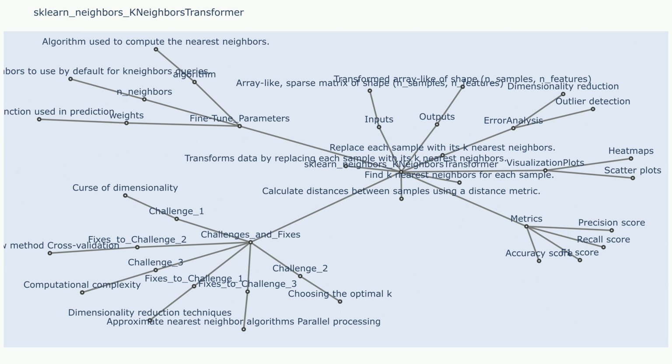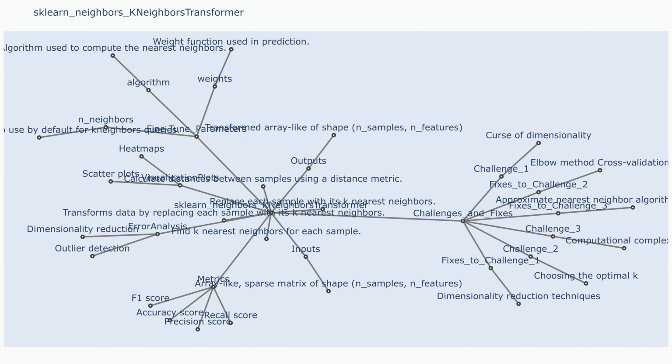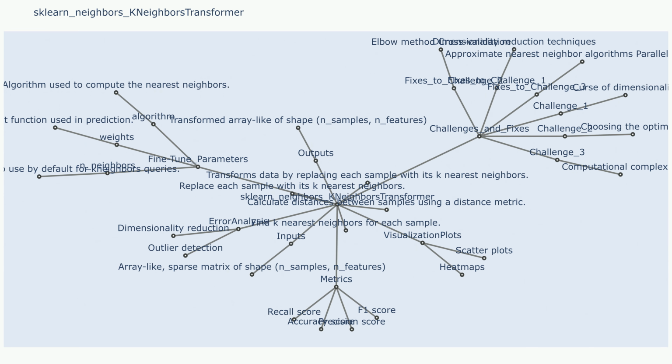Visualization. Plots: scatter plots visualize the transformed data points in a reduced dimensionality space if the number of features is small enough. You can use different colors to represent different classes or labels in a supervised setting. Heat maps: if the transformed features are distances, you can create heat maps to visualize the distance relationships between data points. Fine-tune parameters. n_neighbors.